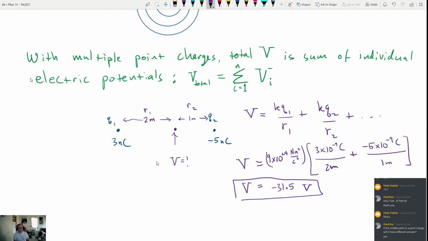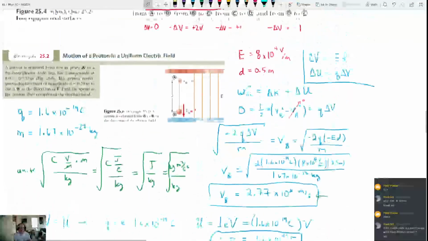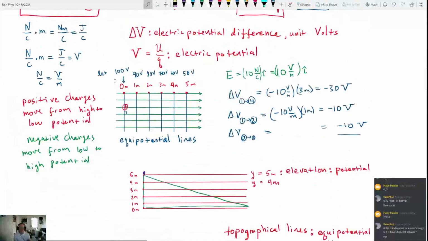Now, one thing that I've left out is, if we go back to the way we were talking about this originally, the uniform field thing, this right here. Remember, we called this 100 volts, 90, 80, 70, 60, 50, for things that are equally separated, where the electric field we defined to be 10 volts per meter. Notice that when we did these calculations, delta V between 1 and 4 was 30, between 1 and 2 was -10, and from 0 to 1 was -10. I said let's just pick 100 volts to be this point, because it makes it 100, 90, 80, 70, 60, 50. It's an easy way to think about it, but you could have picked whatever you wanted.